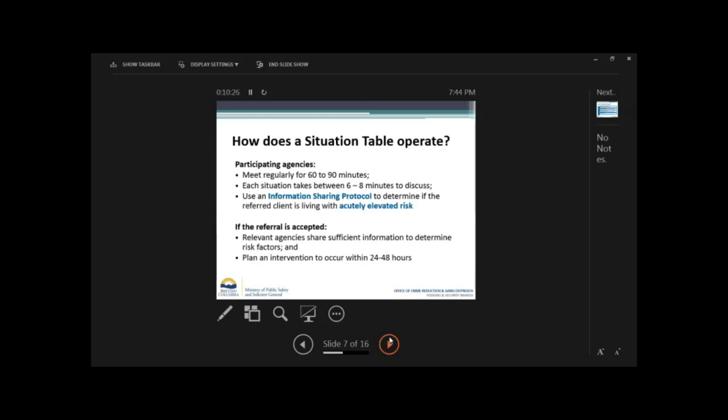And the reason the intervention needs to be quick is because you can't in good faith share personal information about a client that you truly believe is in danger of hurting themselves or somebody else, and then wait a week or two to help them. We genuinely believe these people are in crisis. So that's why we're able to share the information. And then we need to move quickly to follow that chain.